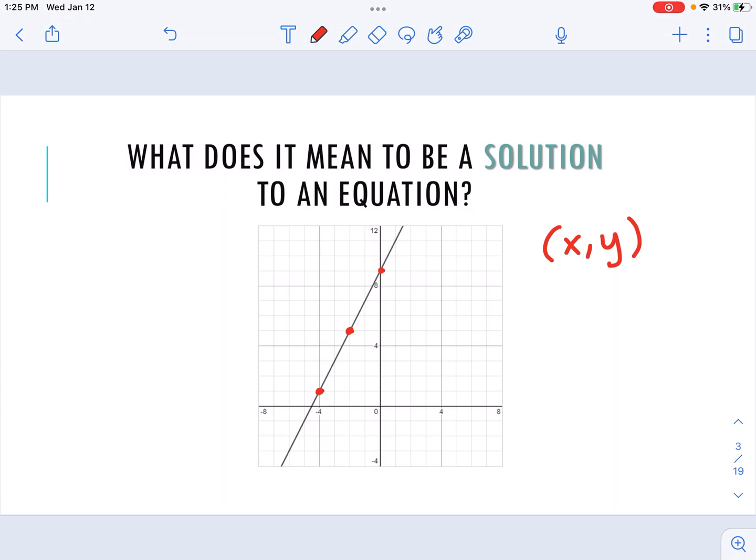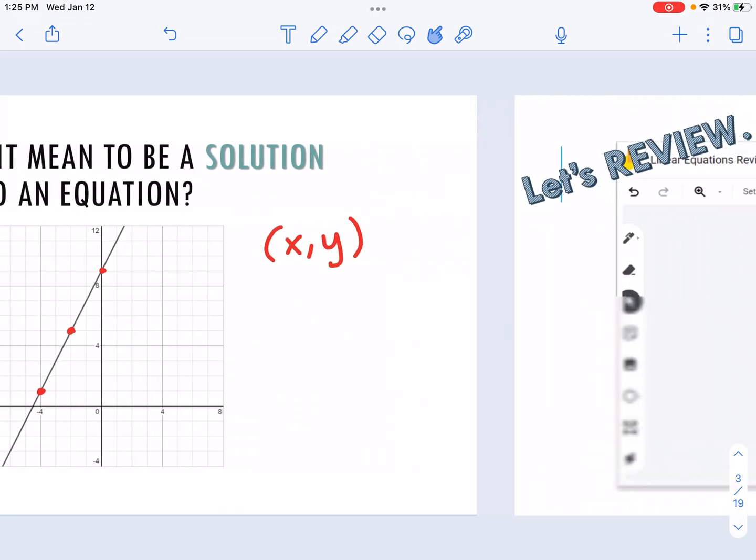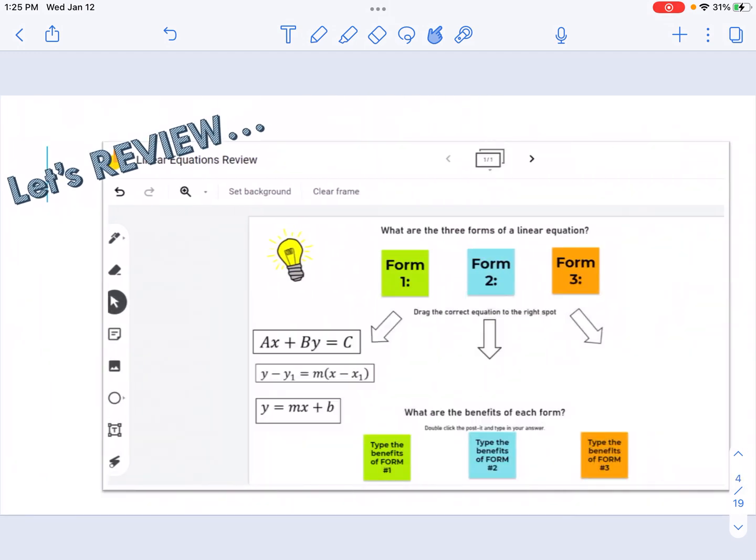There are two ways to think about this. Visually, it's points that show up on the line. Mathematically, it's the x and y value that satisfies the function rule or the equation. Utilizing this idea of a solution, today we're going to move forward into understanding how to solve systems of linear equations. Before we begin, though, we do need to review a little bit about what we know about linear functions.